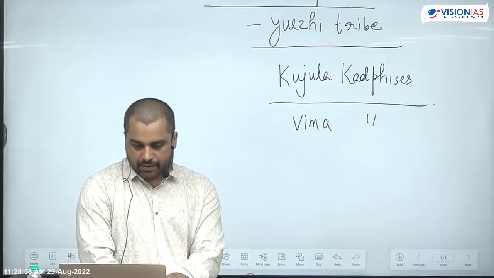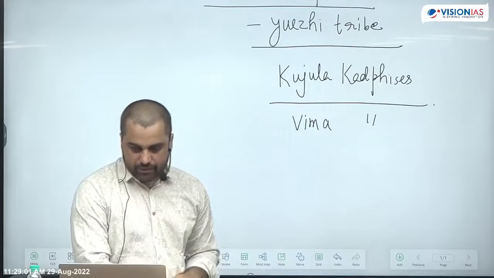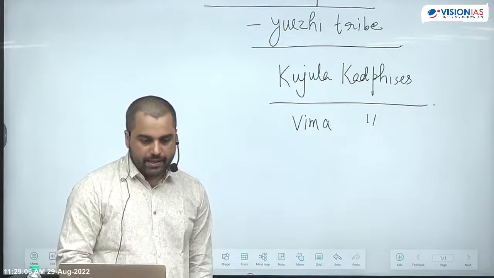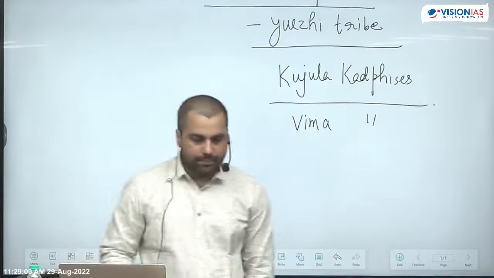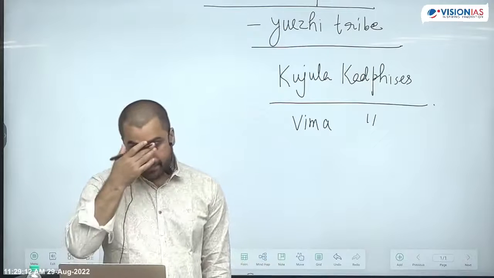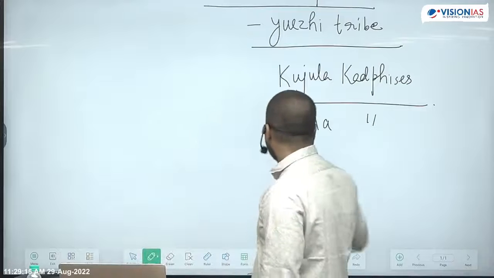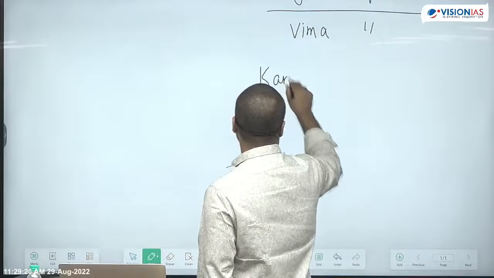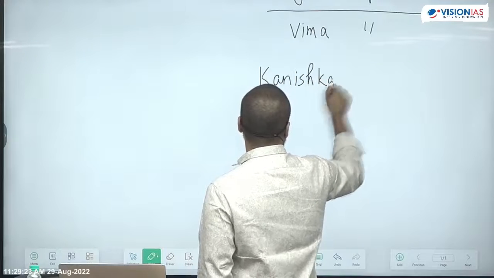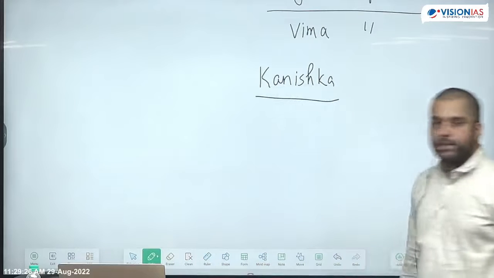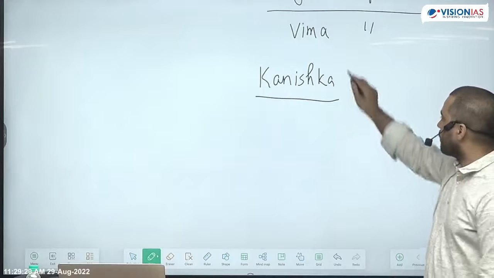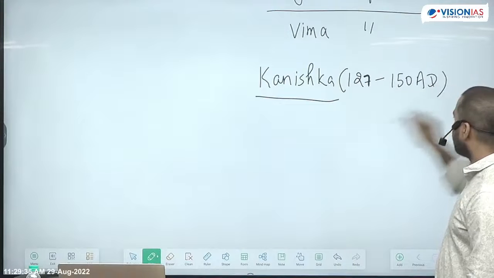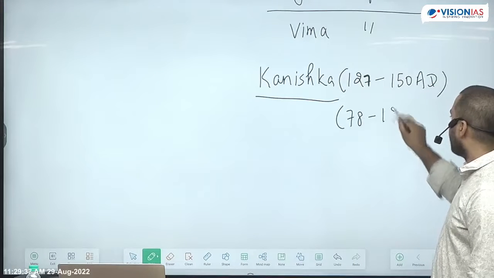Write down. In the next paragraph, the greatest king of the Kushana dynasty was Kanishka. Now here, there is a confusion. Kanishka either may have ruled from 127 to 150 AD, or he may have ruled from 78 to about 120 AD.